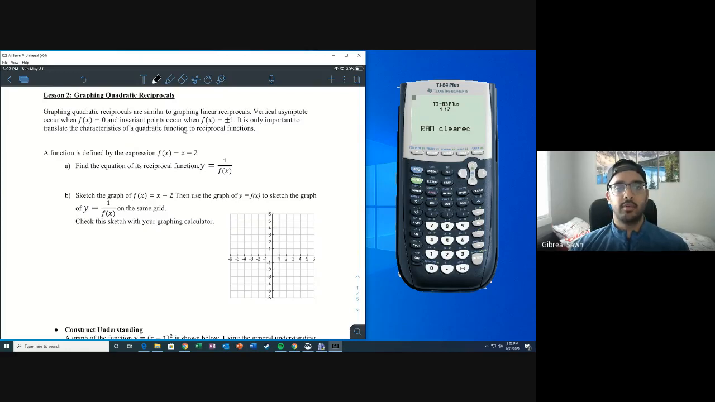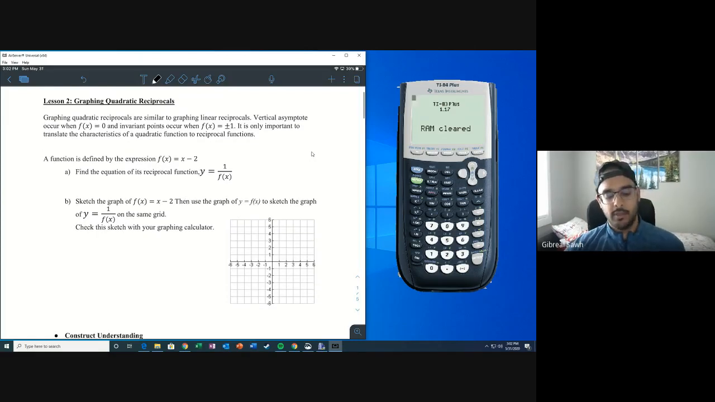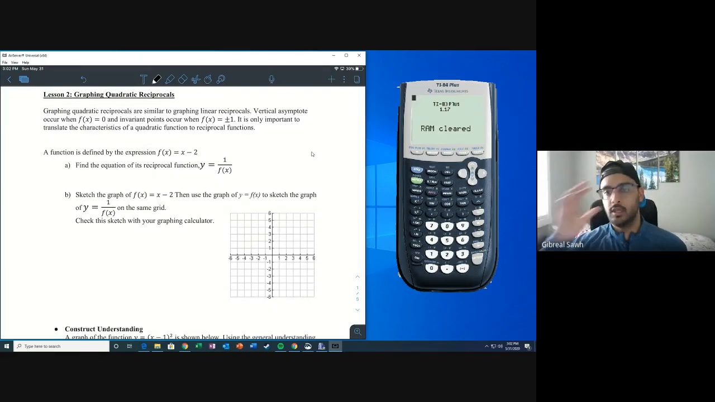And the invariant points occur when the value of my function is either positive or negative 1, and we looked at that last time. So if that's a little fuzzy, you can always check back into the previous video and take a watch through that really quick. It's important to only translate the characteristics of a quadratic function to reciprocal functions, okay?